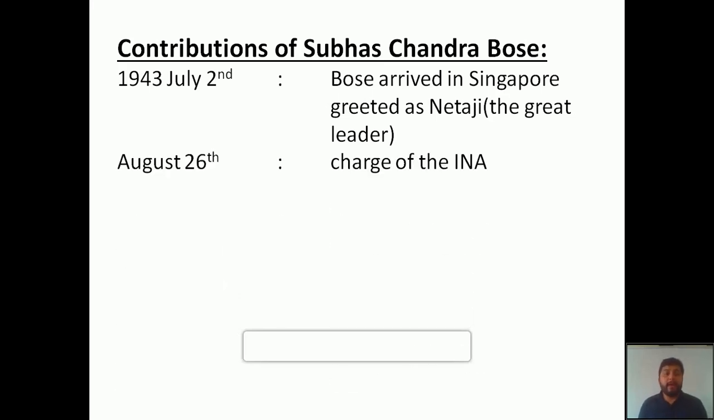In the same year, on August 26th, 1943, he took charge of the Indian National Army. So in 1943, on July 2nd, he reached Singapore, and on August 26th of the same year, he took charge as the Supreme Commander of the Indian National Army.